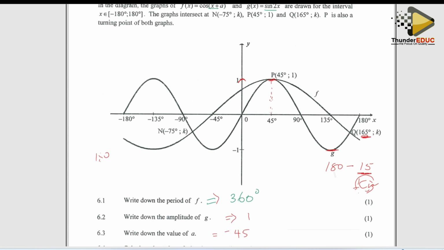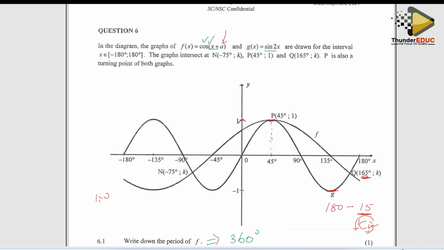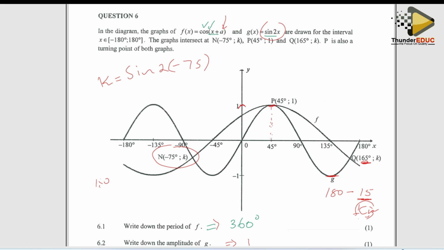So what I can do, I can just substitute this in and say that the sine of 2 into negative 75 should give me k. So this becomes negative 150. Negative 150 is found in the third quadrant.